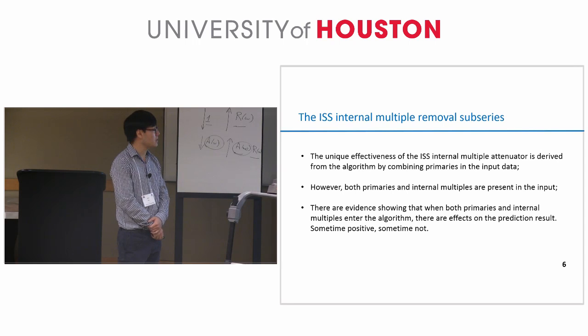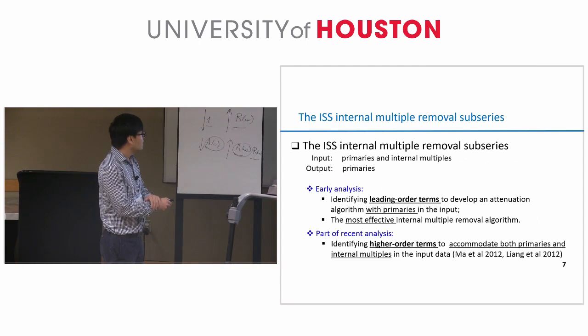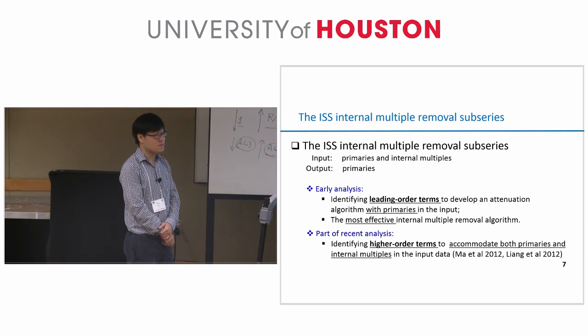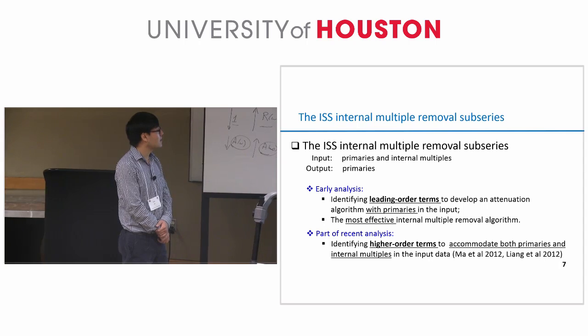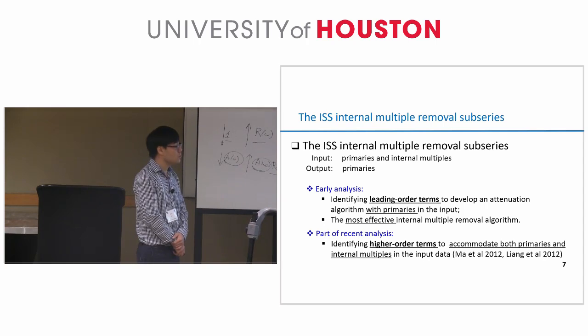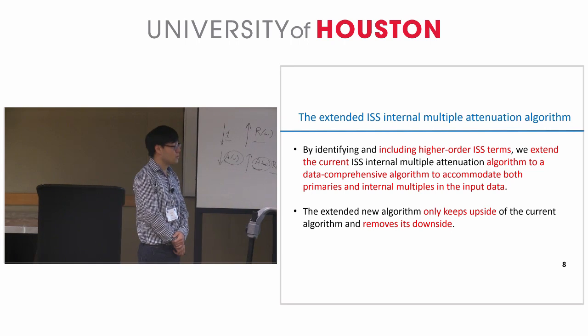And this attenuation algorithm is recognized as the most effective internal multiple removal algorithm by the industry. This unique effectiveness of the current algorithm derived from combining primaries in the input data. However, both primaries and internal multiples are present in the input. There is evidence showing that when both primary and internal multiple enter the algorithm, there are effects on the prediction result, sometimes positive, sometimes not.